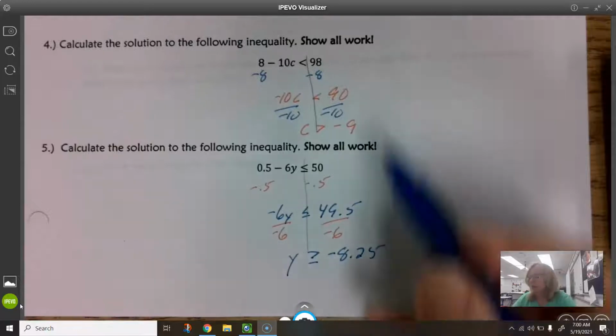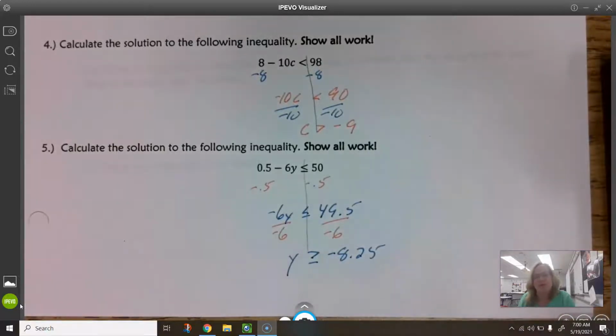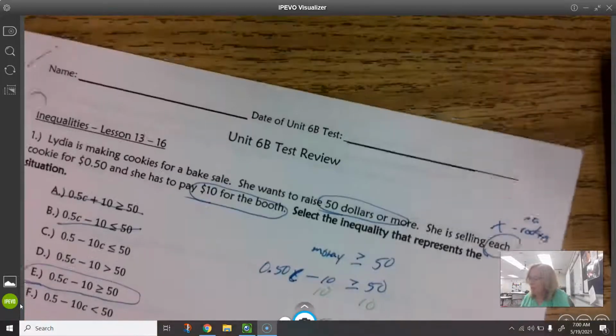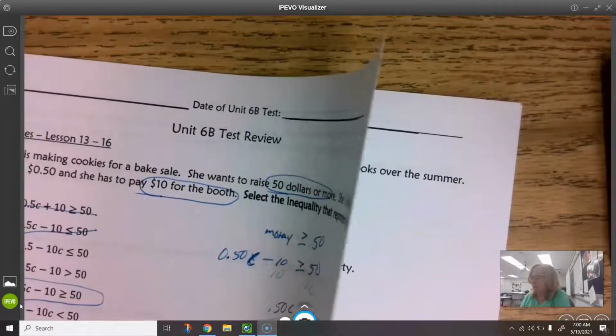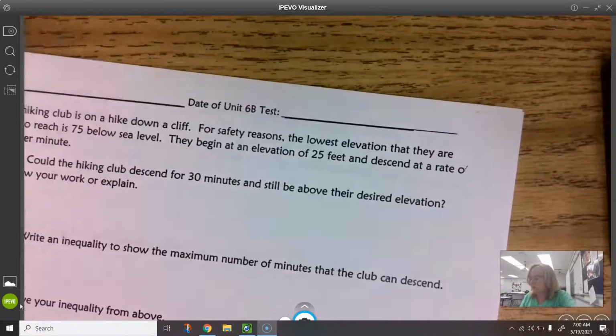Now let's think, people. Look at these two problems. We had two very similar ones. We had to divide by a negative. Do you think you might have to do this on this exam? Yeah, pay attention to those. We're kind of trying to give you a few clues. Okay, next page.